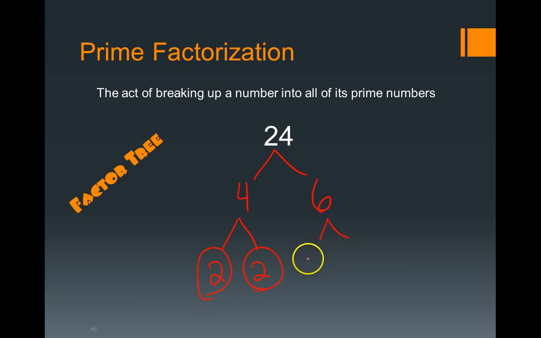6, I can go 2 times 3. 2 is prime, and 3 is also prime. Remember, a prime number is a number that can be multiplied by 1 and itself, and that's it. Those are the only factors of the number. So my prime factorization would be 2 times 2 times 2 times 3.